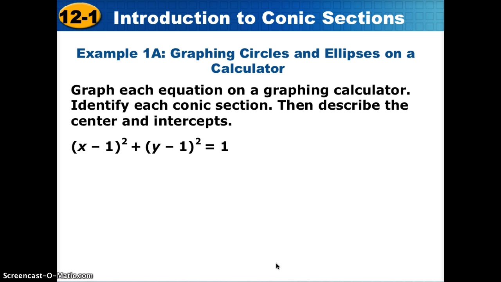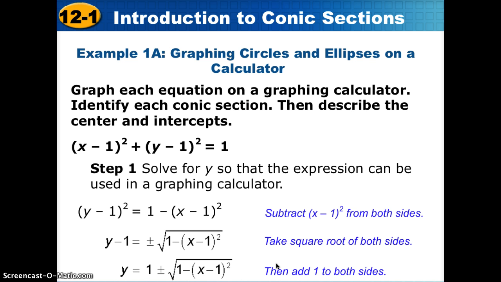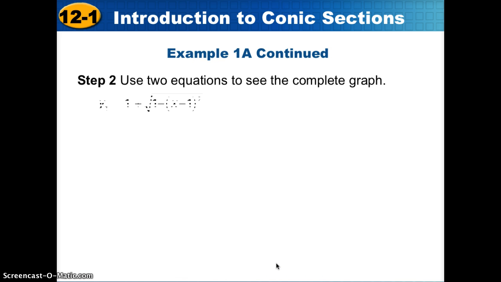You can see the title is Graphing Circles and Ellipses on a Calculator, so you know it's going to be one of those two. So try to solve for y first, and then put it into your calculator as two separate functions, the top half and the bottom half. You can see here when you solve for y what you end up with. So the next step is to put it in the calculator. First the positive version, so 1 plus the square root, and so on. The other one is going to be 1 minus the square root. So we'll take a look at that next.